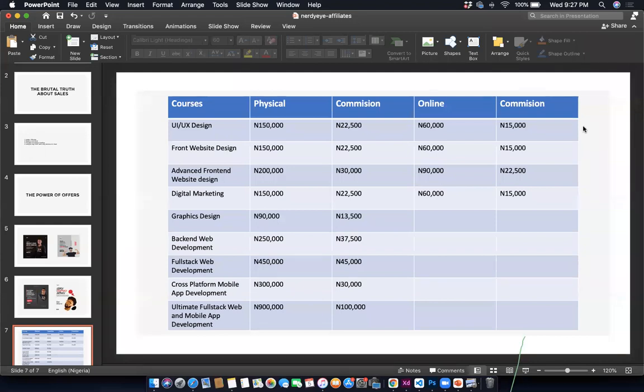So at the end of the day, the people that make the money are not necessarily the people that get the job done, it's actually the people that get the clients. If you can bring clients, you cannot be broke. And what I just showed you guys is basically how to get clients.